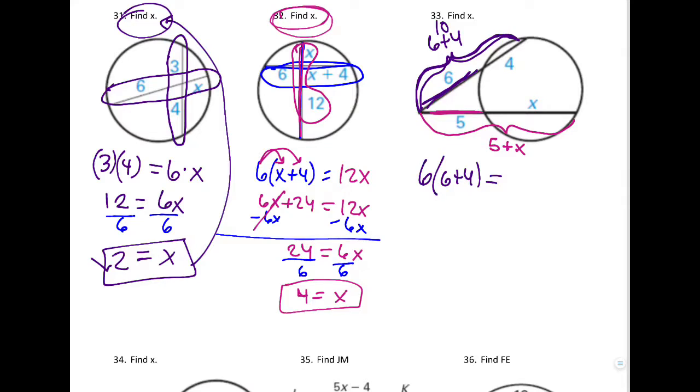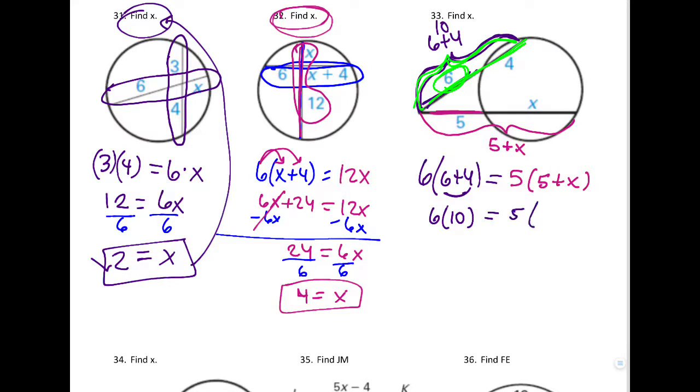So we're doing on that side the outside piece times the whole length, which is 5 plus x. So anytime it goes outside the circle, you're doing the outside piece times the expression for the whole piece. So that's the part where you have to figure out the expression for the whole piece. Now you just do any math. I want to combine these first, so I'm going to do 6 times 10 instead.